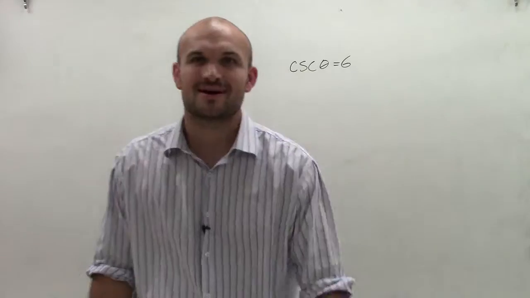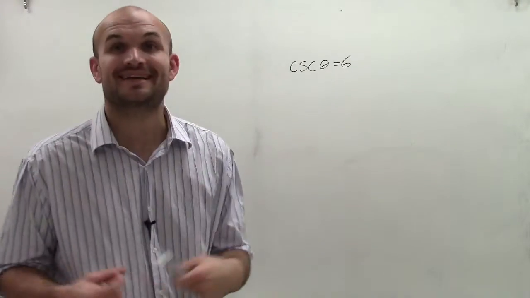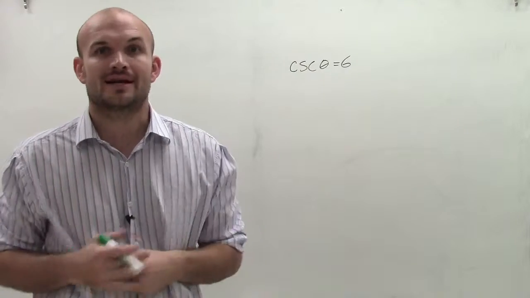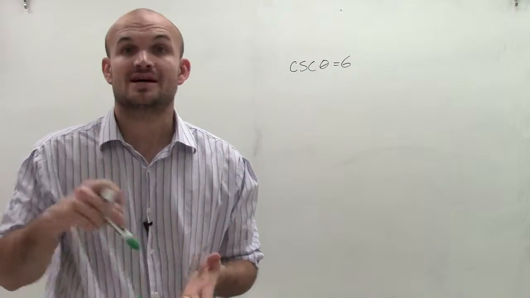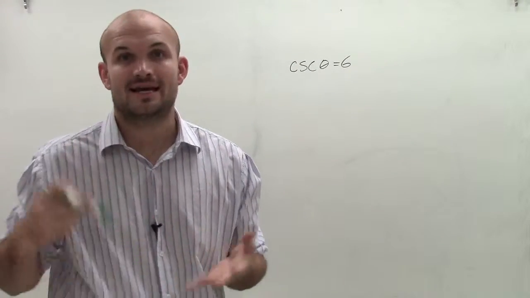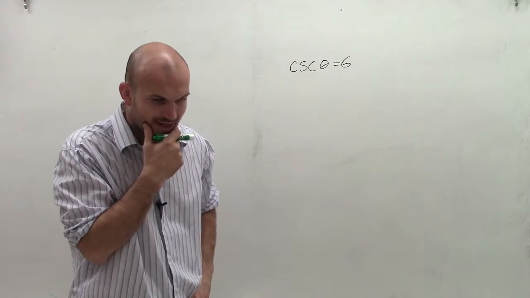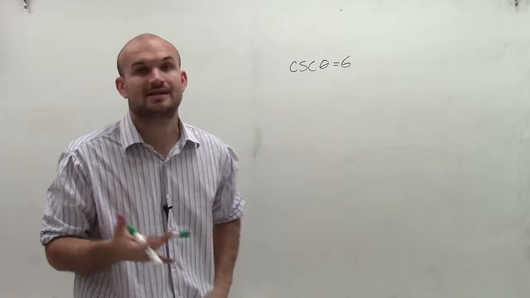Here we go. What we have is the cosecant of theta equals 6. So what I want to do is show you how to evaluate for all 6 trig functions. That's going to be the sine, the cosine, the tangent, cosecant, secant, and cotangent. To do that, we're going to have to try to determine if we can figure out at least one of them.